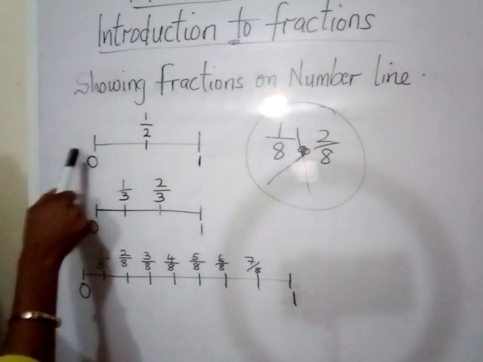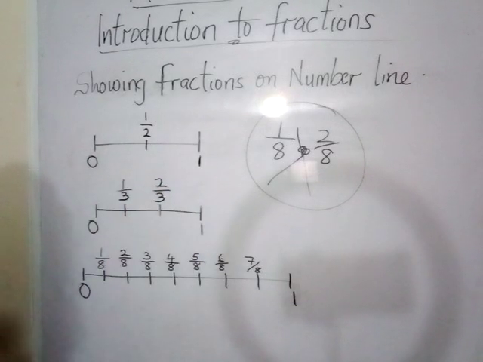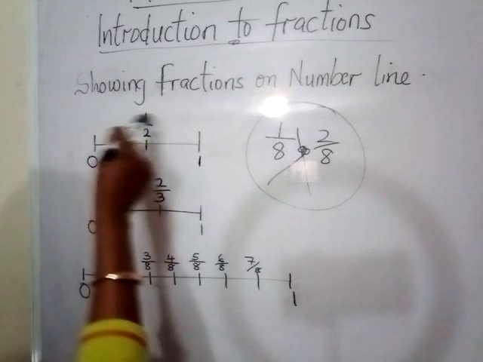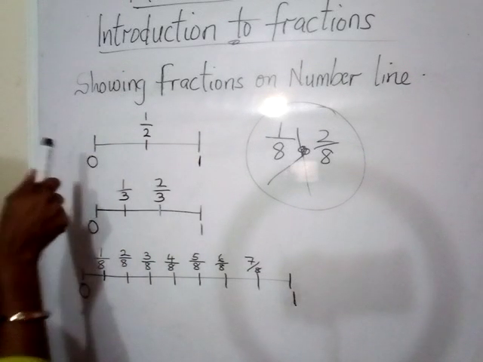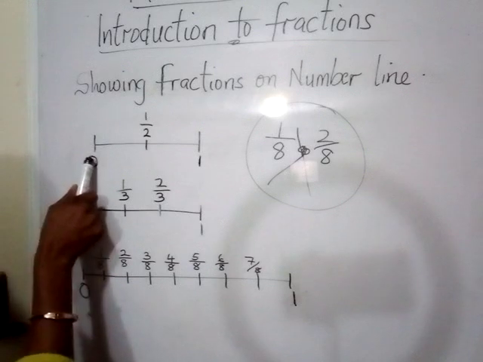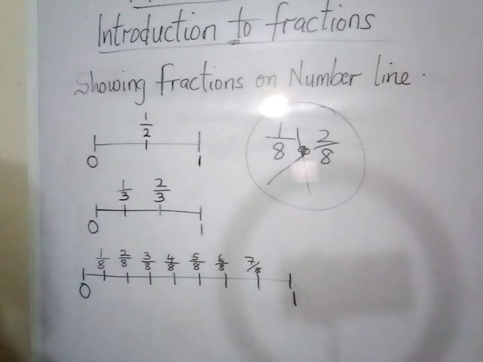So we have the number line. This is 0 and this is 1. And right in the middle of this number line is the midpoint, the middle between 0 and 1. And that middle between 0 and 1 is represented as 1 out of 2. Why is it 1 out of 2?